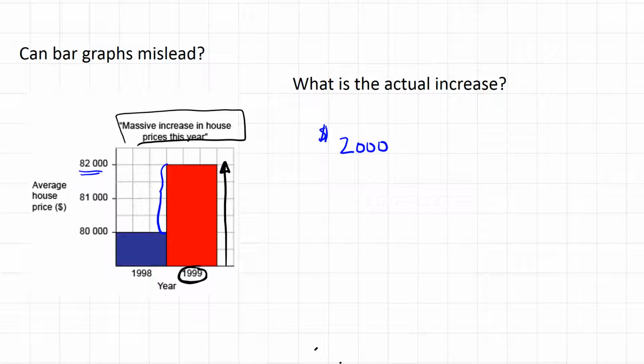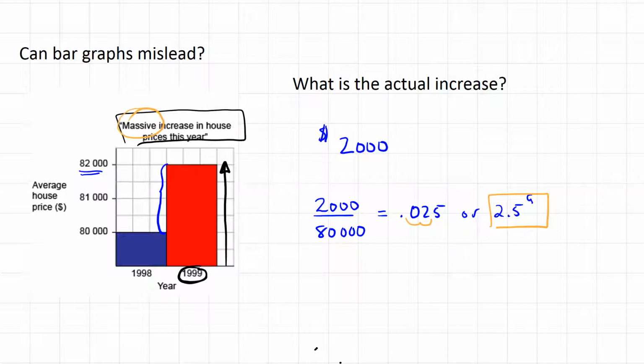If we compare that and calculate it as a percentage, it's 2,000 divided by 80,000, which equals 0.025, or 2.5%, because we're going to move this decimal over 2 spots. So it's an increase of 2.5%. Is that a massive increase? I don't think you could qualify that as a massive increase.